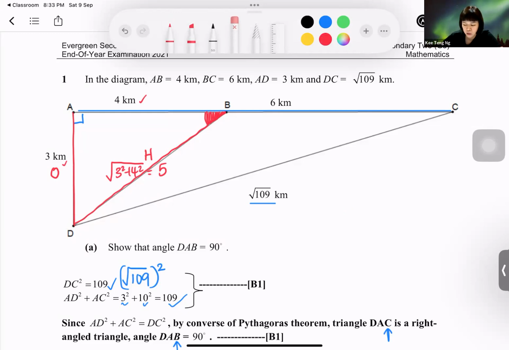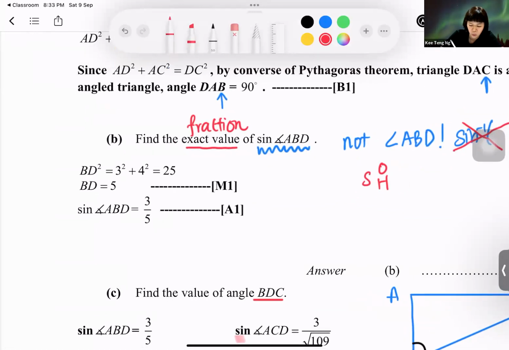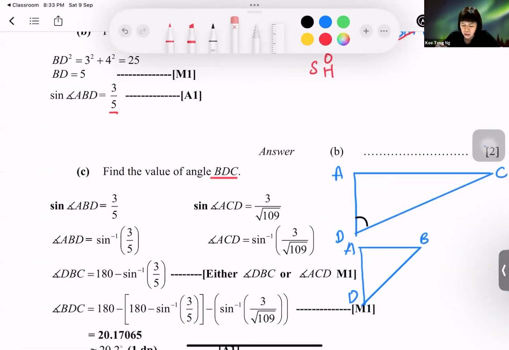Ratio itself, okay? So in this case, that is 5. So the answer for this will be SOH, opposite over hypotenuse, 3/5. That is the answer. Do not do sine inverse or whichever. Okay, next question, find the value of angle BDC.